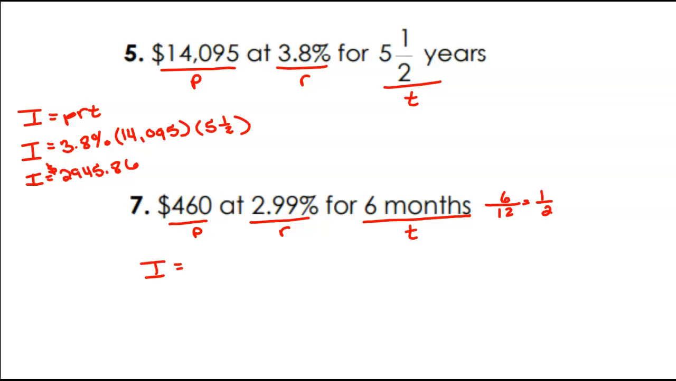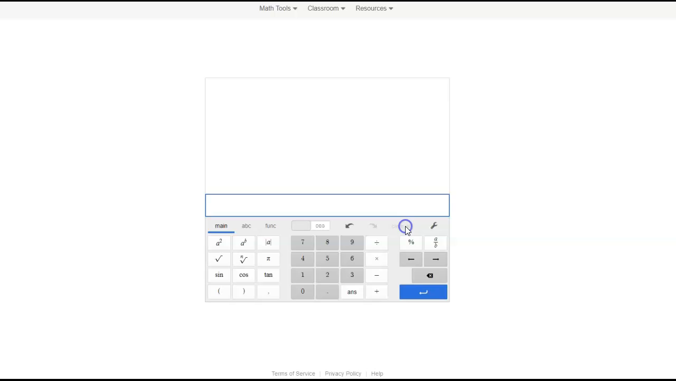All right, write out your formula. I is Purdy. Put it into Desmos with the percent coming first. The principal and the time. All right, 460 times, I'm going to put this in as a decimal, 0.5, and I get $6.88.